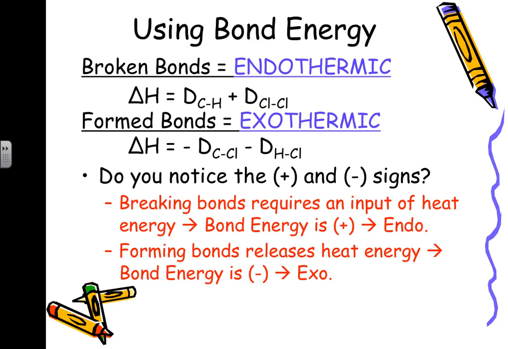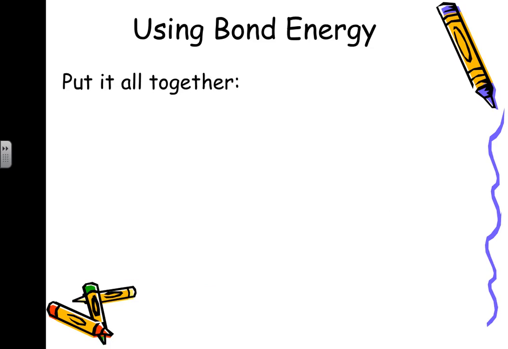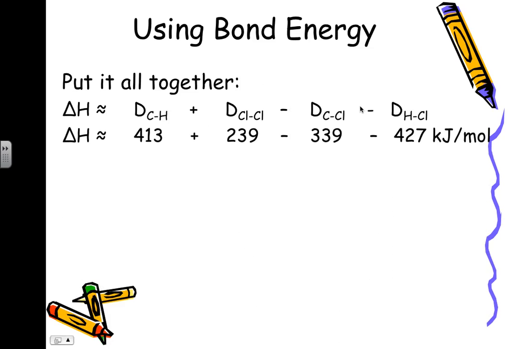Okay, so now that I've got these two halves, I've got my endothermic part, which was breaking the bonds. I've got my exothermic part, which was forming the bonds. Now we're going to put it all together, and it's going to look something like this. So notice that I do have a positive, a negative for my two formed bonds. And then I can simply take a look at a chart in a book somewhere, or if it's a test, you'll be given these values right away.